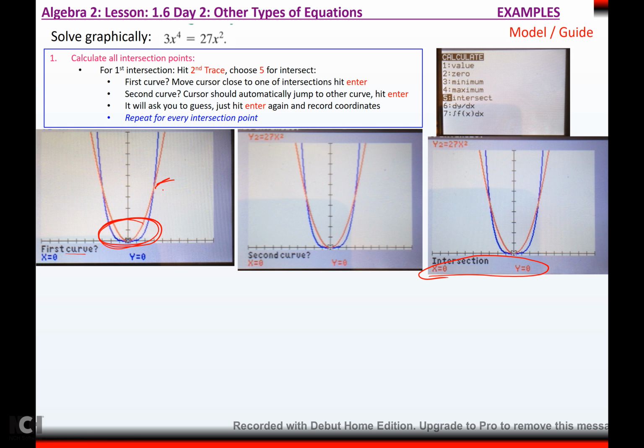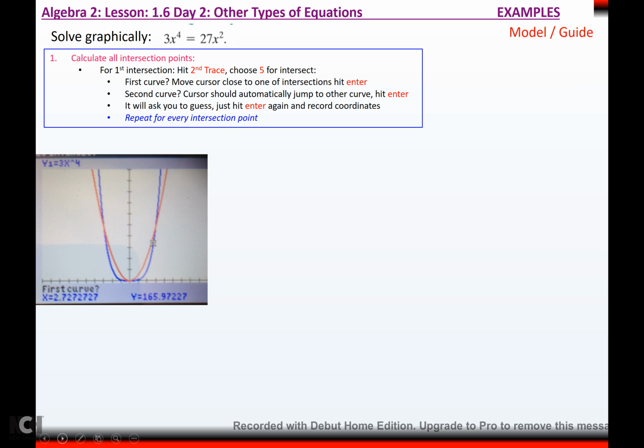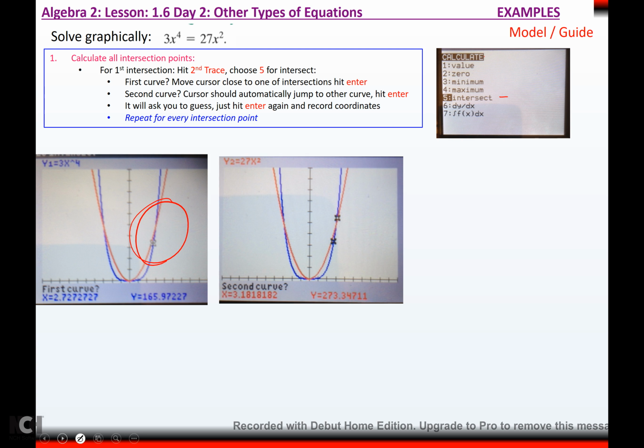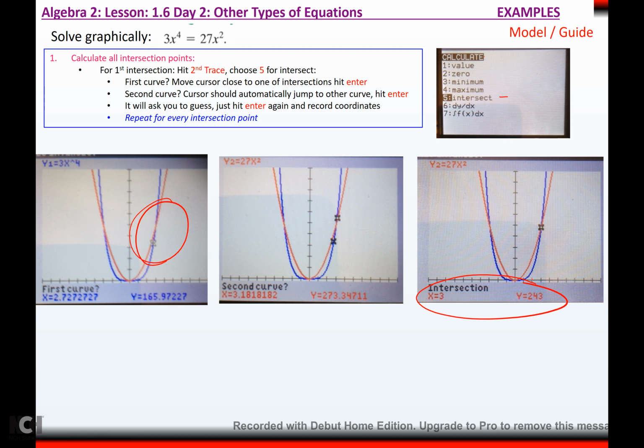We've got one more to go over here. So we start repeating the process all over again. We go to calculate intersection point again. Get over here somewhere in the vicinity, and you basically hit enter, enter, enter, and it will give you the third intersection point. So again, my solutions are, what was this one? This one was -3, 243. This one was 0, 0. And this one is 3, 243. Okay?